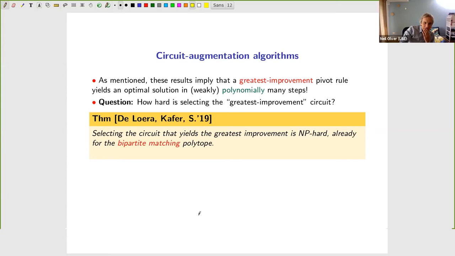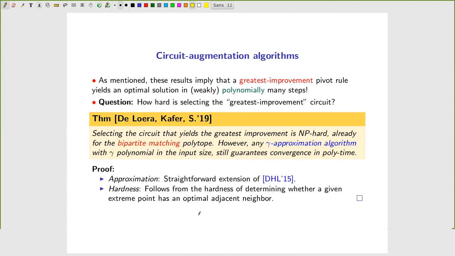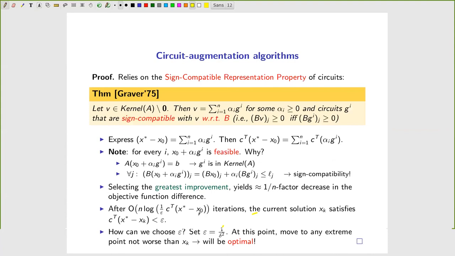That's a bad side, but we have a very good side here. That's not too crucial, because any gamma approximation algorithm with gamma polynomial in the input size still guarantees convergence in polynomial time. And just to give you an intuition, the approximation bound is really a straightforward extension of the analysis that we have seen. If we go back to the analysis, you see that we have this n term over here. This is because the greatest improvement was getting a 1 over n factor decrease. Now if you are not able to find the greatest improvement, but you are able to find something that gives you a gamma approximation, then you would carry a 1 over gamma n factor decrease.